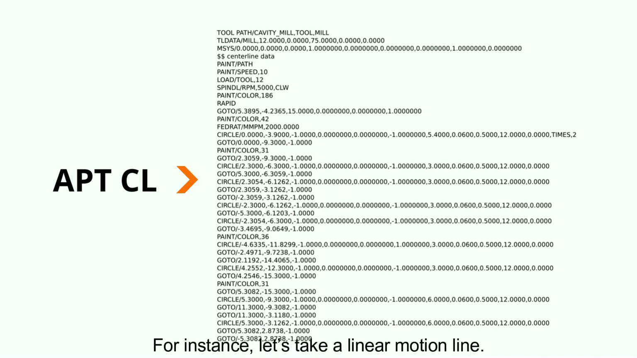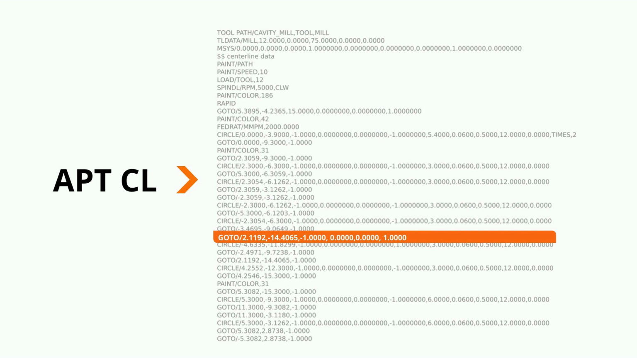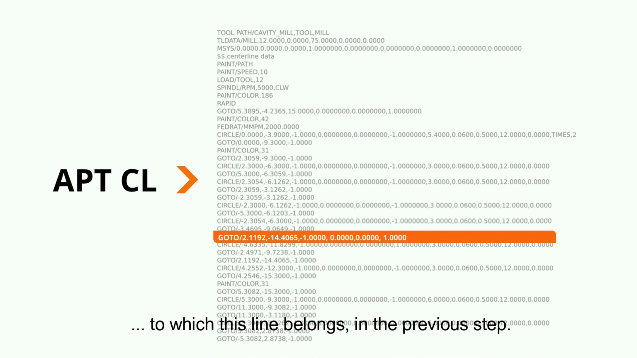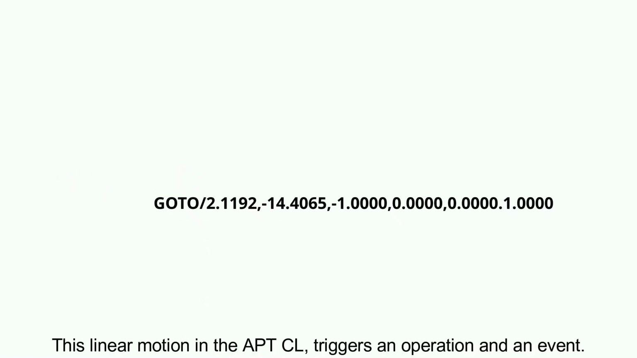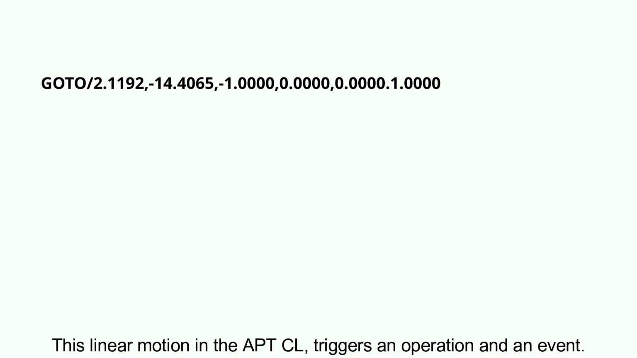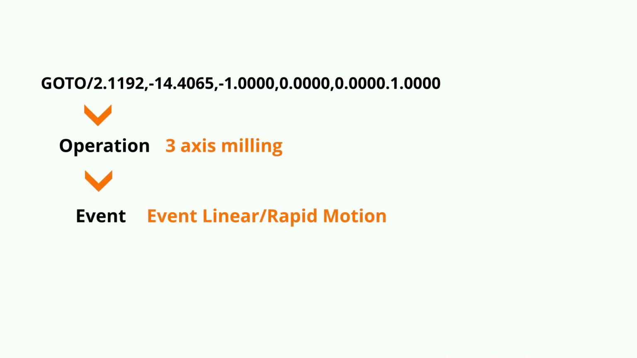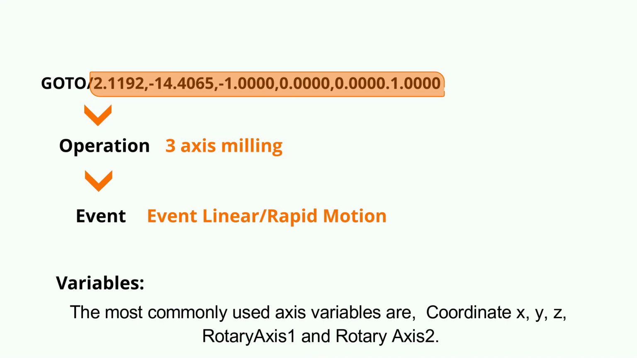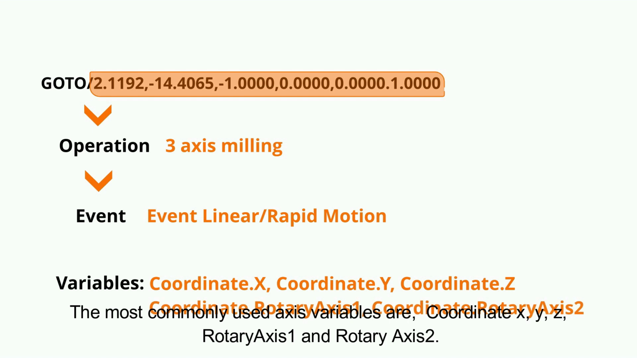For instance, let's take a linear motion line. As you remember, MANUSpostdeveloper has already determined the operation and its type, to which this line belongs, in the previous step. This linear motion in the APTCL triggers an operation and an event. In addition, the amounts of movements in this linear motion are assigned to different axis variables predefined in the software. The most commonly used axis variables are coordinate x, y, z, rotary axis 1 and rotary axis 2.